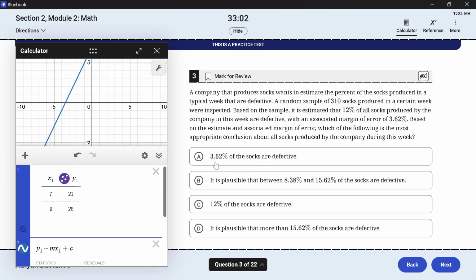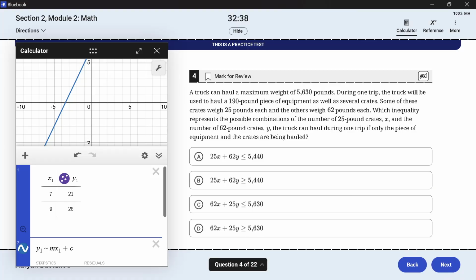Not really. This is the margin of error, not the actual socks that were defective. Plausible that between 12 minus 3.62 and 12 plus 3.62 percent are defective. Yeah, this is the right answer. Margin of error means you need to add and subtract from the estimated percent or the number.